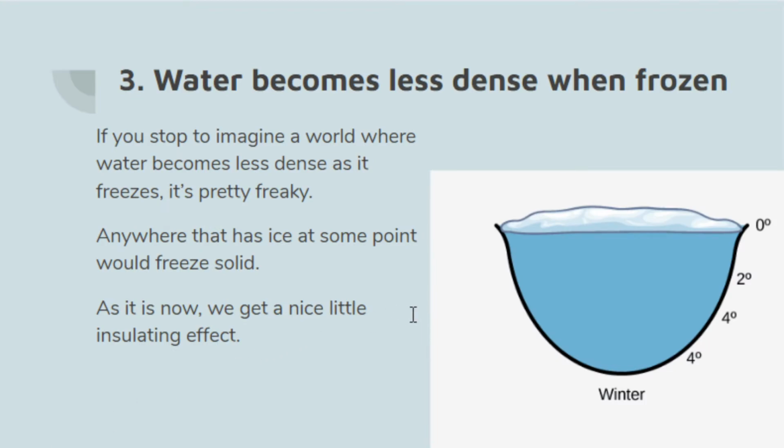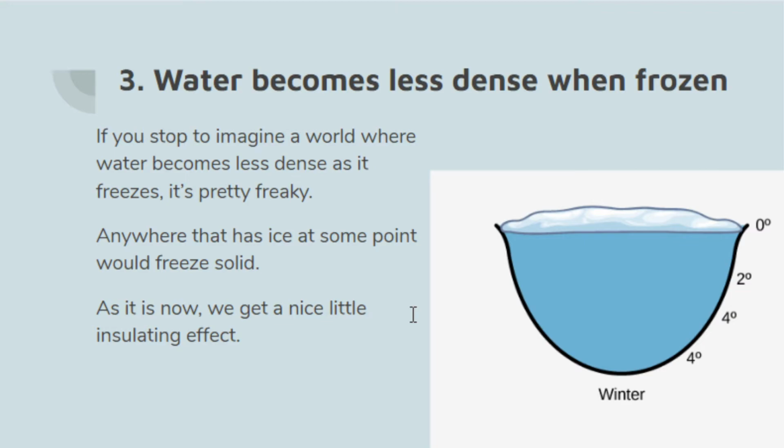So I want you guys to think about this for a second. Water becomes less dense when it's frozen, and imagine a world where water becomes more dense as it freezes, and it's kind of scary. Anywhere that has ice, like let's say the Red River, when it freezes in the winter, that ice, if it was more dense, would sink to the bottom, and then the top layer would freeze again and sink to the bottom. The top layer would freeze again and sink to the bottom, and eventually the entire thing would freeze solid, which would kill everything in it.